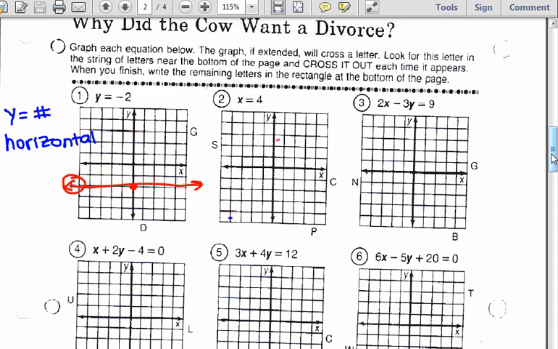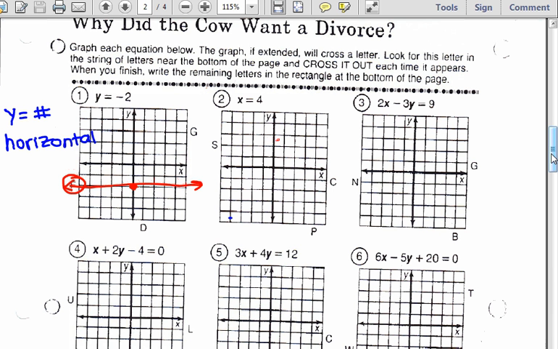And so it goes through which letter? F. In this activity, you're going to cross out the letters it goes through. So if it goes through F, we're going to cross out all the F's you see down below. And what is left over is going to spell something.